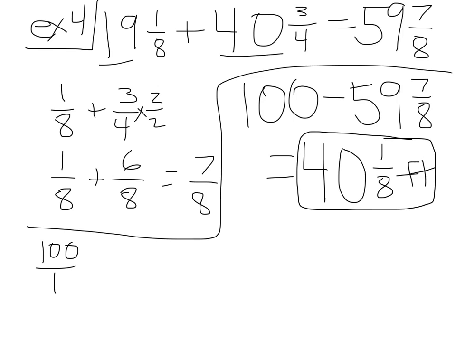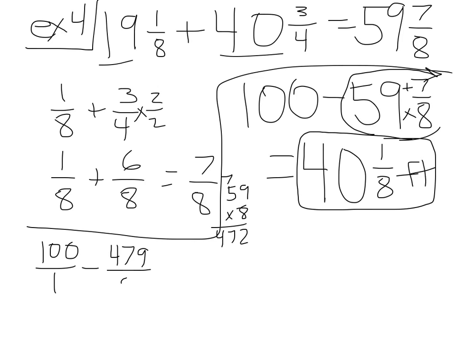Well, first of all, this is 100 over 1 minus, if we do our C here, this makes it kind of tricky, but we can still do it. We've got 59 times 8, and then we're going to add 7. So 472 plus 7 is 479. So we got 479 over 8. Now we got to get common denominators. So bear with me here. I'm going to times the first fraction by 8 over 8. It's going to give me 800 over 8.